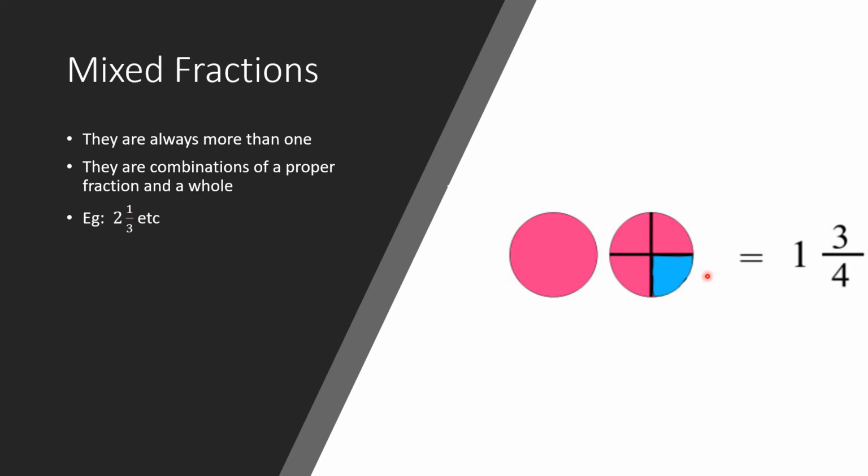That's right. 3 by 4 is eaten. So 4 minus 3 will be 1. So 1 by 4 is not eaten. We could not eat 1 by 4 of the pizza. So we've eaten only 1 whole and 3 by 4. So 1 3 by 4 of the pizzas are eaten.